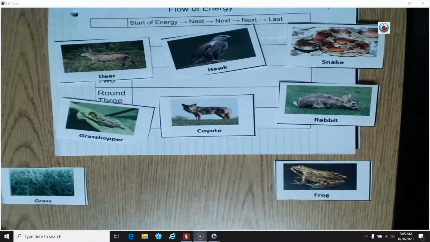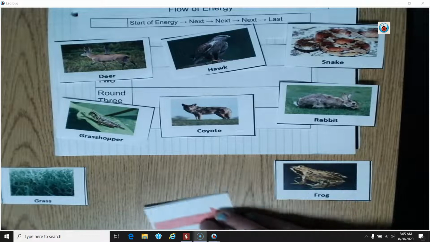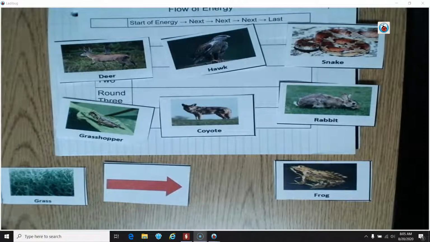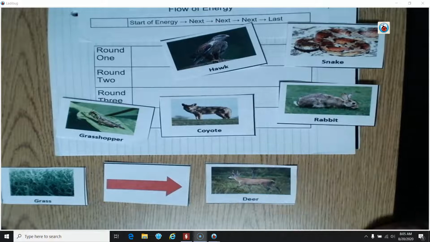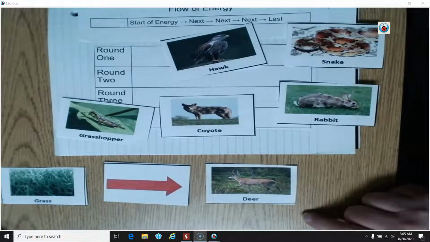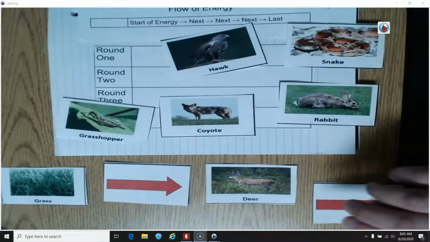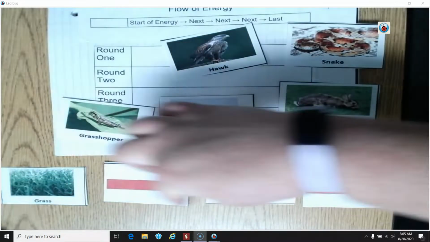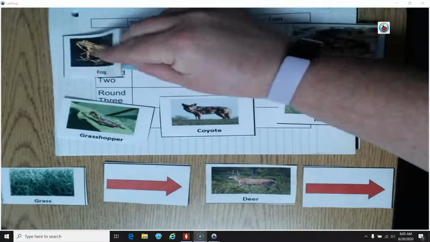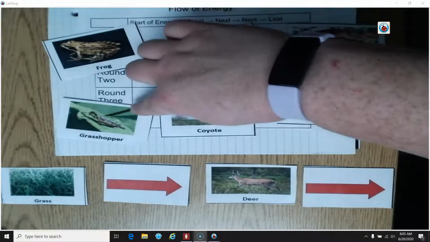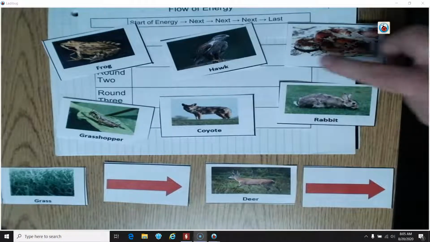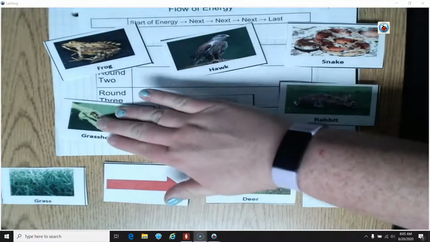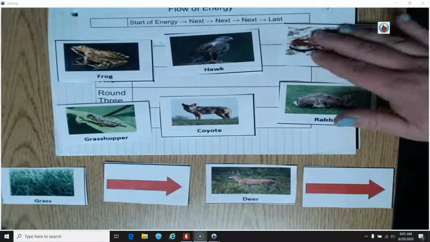Then I'm going to take one of my arrows, because I think that the energy moves from the grass to something else. So let's see. What if the deer ate the grass? Deer can eat grass. But then if I put an arrow here, where would the energy go from the grass to the deer to what? So I'm looking at what I have left. I have a frog, a grasshopper, a coyote, a rabbit, a snake, and a hawk. And I don't really know if any of those things eat deer.